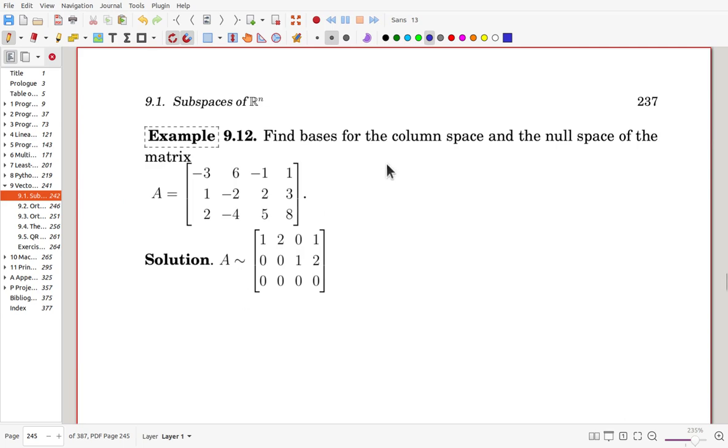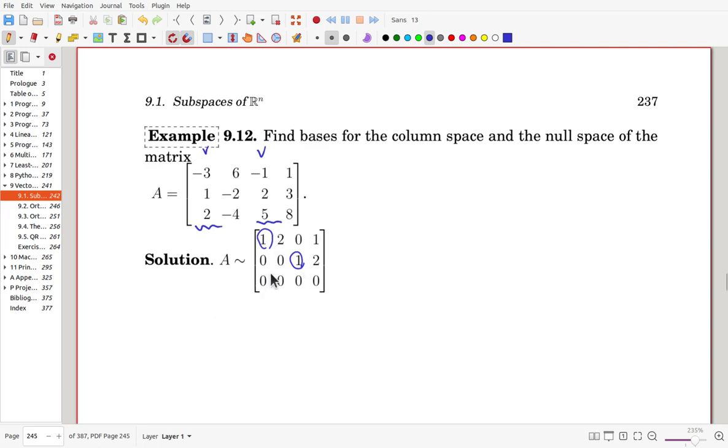Find the basis for the column space and the null space of the matrix A. Okay, that is a matrix. With some elementary row operations, we can reach this reduced echelon form. Now, the first one and third one, these two columns are pivot columns. In fact, not this one. You have to select the columns from the original matrix. Those are the pivot columns, and the collection of these two columns will be a basis for the column space of the matrix. So these two vectors will form a basis for the column space.